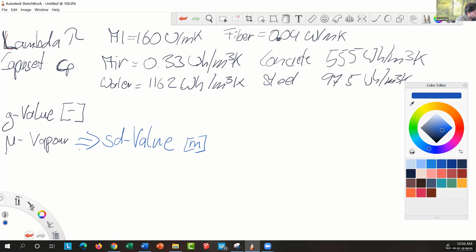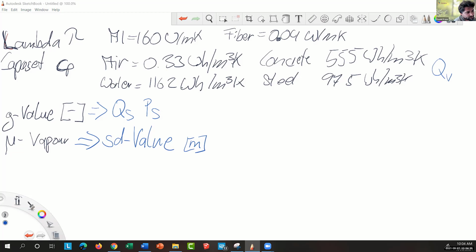So this comes out of our mu value. Then the G value gets us the QS or the PS, like the solar radiation gains or the loads that we're having. Then the capacity is giving us the QV. Yeah, so that's the ventilation and infiltration. So we're having here ventilation or infiltration, from infiltration, the imperfect building envelope, or ventilation, what comes from the heat recovery ventilation system.